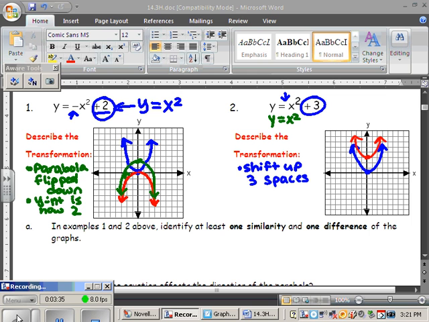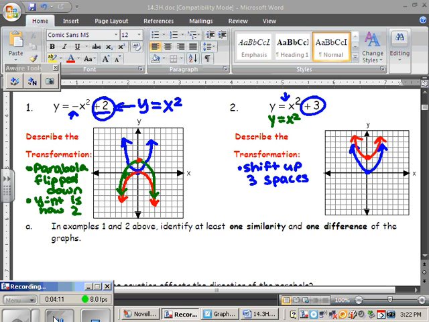So in these two examples, if we were to identify one similarity and one difference in their graphs, what do you think it would be? Definitely the difference is obvious. Obviously, one of the graphs is flipped downward and one of them is flipped upward. So that's the difference. The similarity, I would say, would be in their y-intercepts. Although they have different y-intercepts, because one is at 2 and the other is at 3, both y-intercepts are above the origin.